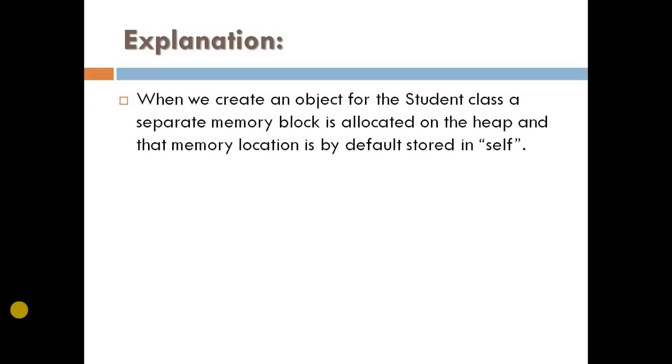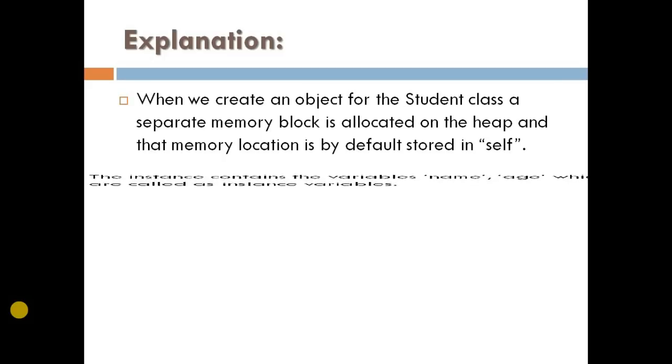The next point is when we create an object for the Student class, a separate memory block is allocated on the heap, and that memory location is by default stored in the self keyword. So whenever you create an object, there is memory allocation happening on the heap. Okay, and that memory location is by default stored in the self keyword. So this is the work of the self keyword in Python.